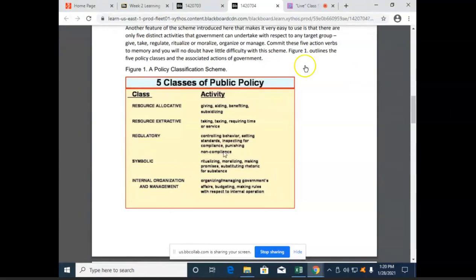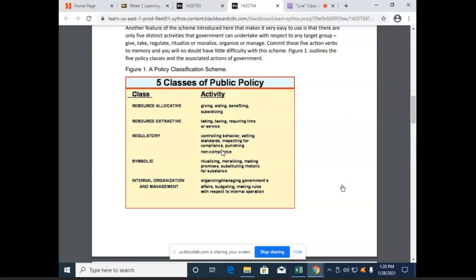All right, if we have a primary target group and what government is doing is attempting to control their behavior, we have regulatory policy. And usually that's done by setting some standard for behavior and then inspecting for compliance. And where they don't find compliance, they impose a punishment.